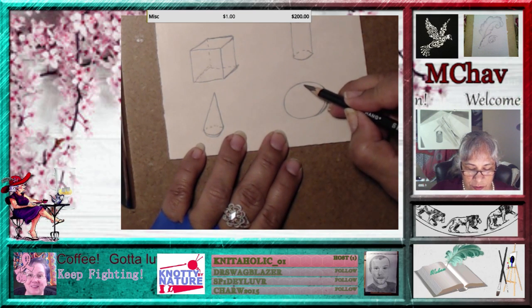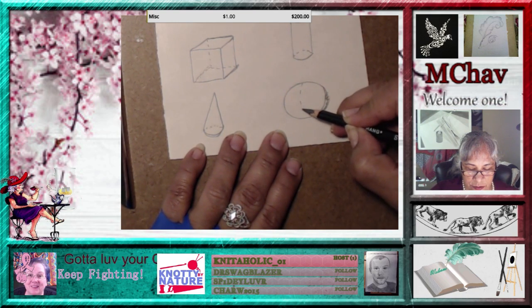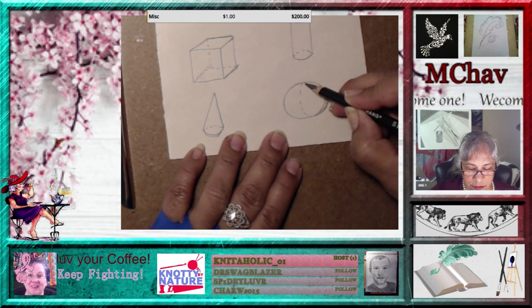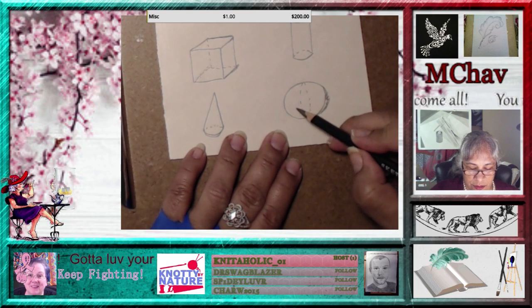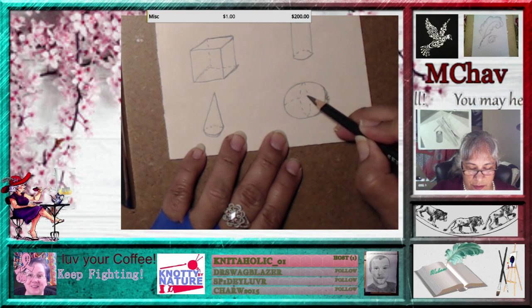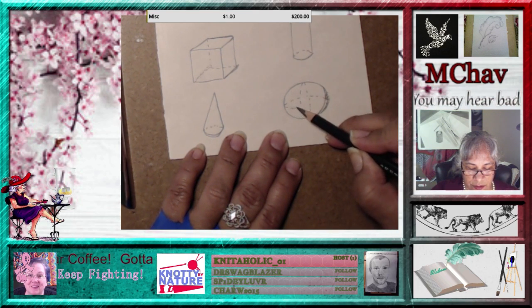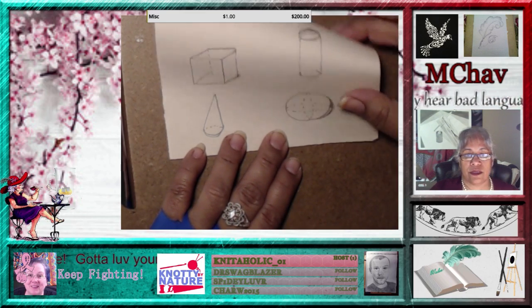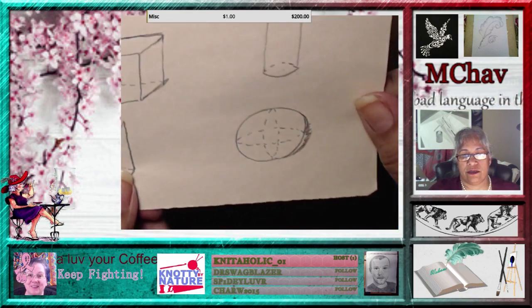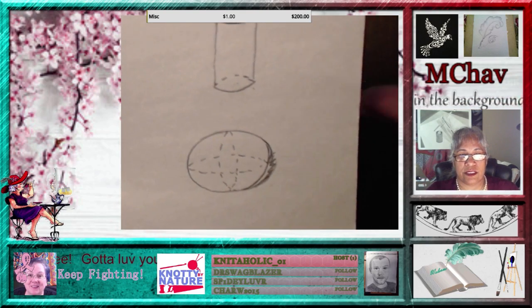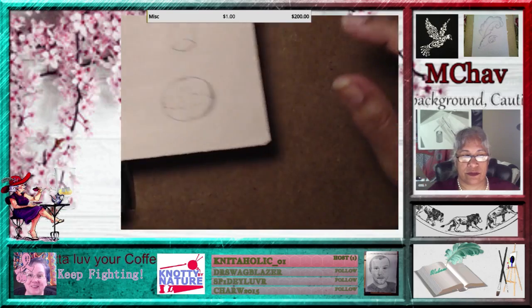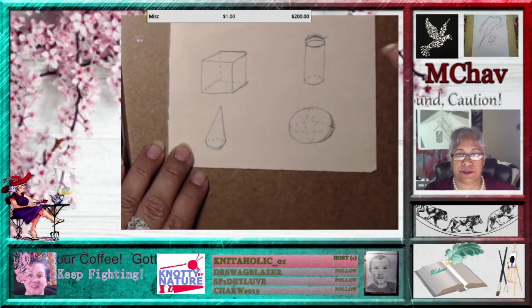Then we're going to make lines coming down one way, lines coming down the other way. Same thing here. We're going to make lines go this way, and lines come this way. Now it makes it look like it's 2-dimension. You can see the inside, and it's round.